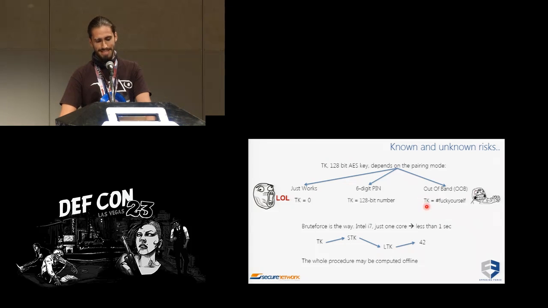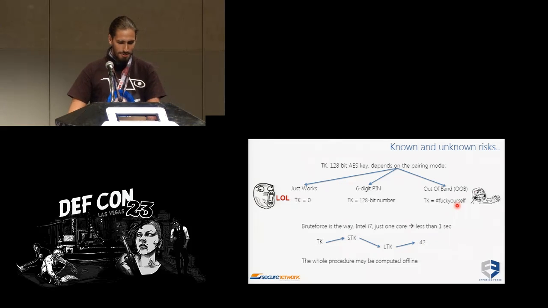So for the temporary key, it would be actually kind of impossible to find it if it is well chosen. But never say never. And if we get the temporary key, we get the short-term key and the long-term key, and then we have the answer to all the questions, 42. That's it for this part.